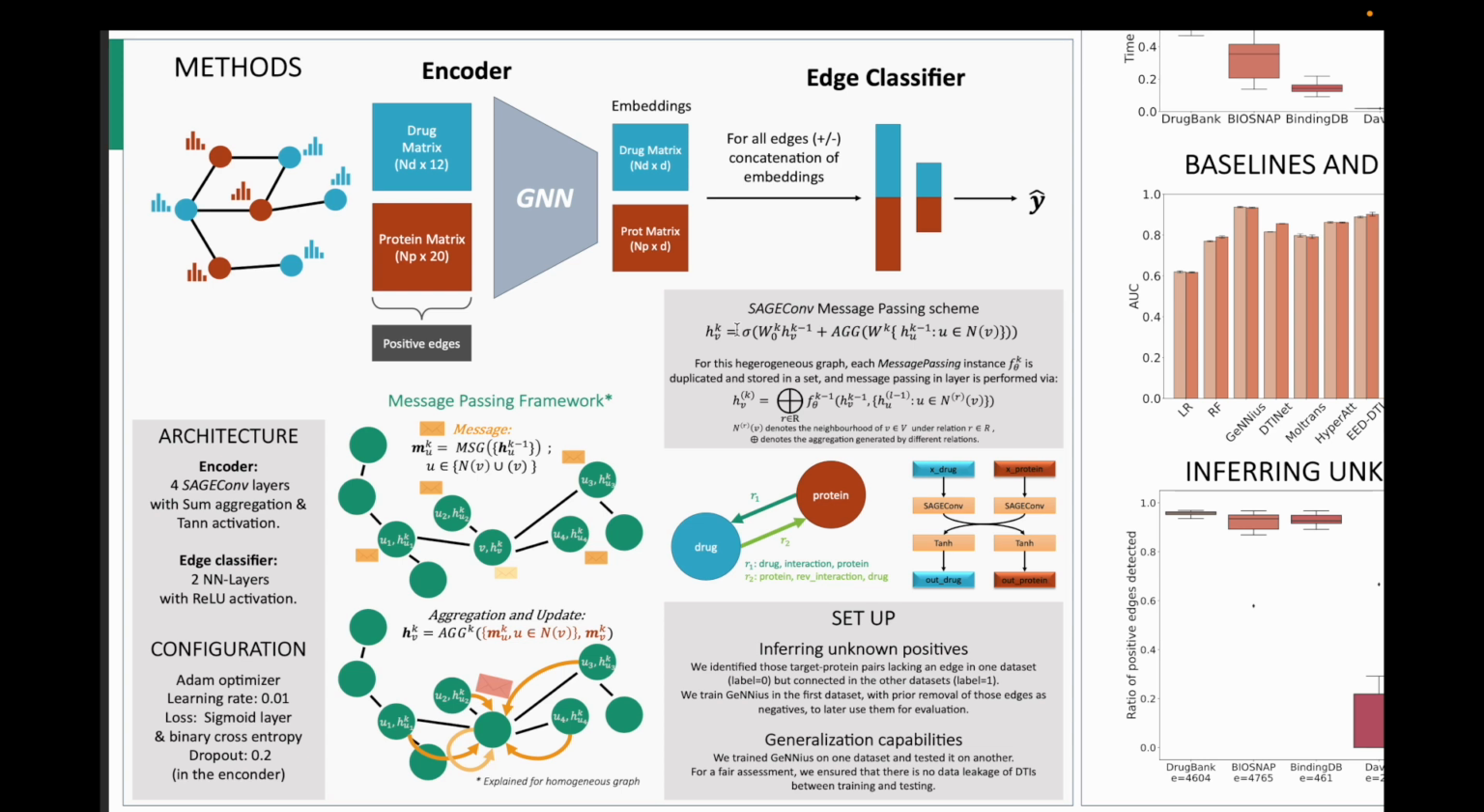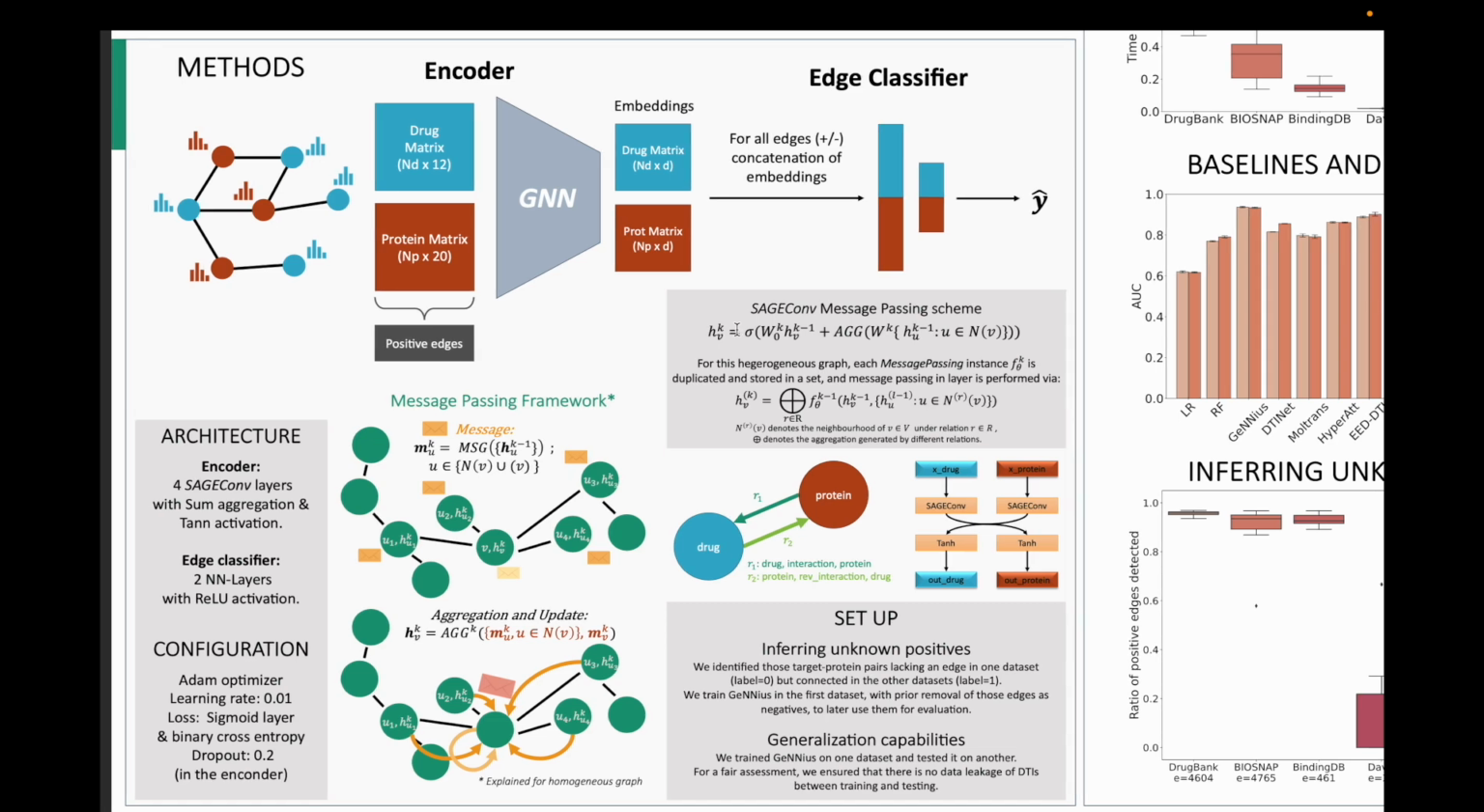Here in this section, you can find a brief description of the model configuration as well. All these hyperparameters were selected using a grid search. Further, you will find a schematic of the message passing scheme and how it works on heterogeneous graphs in PyTorch geometric. Finally, we have a setup explanation for the experiments. With this, I can explain you the results.